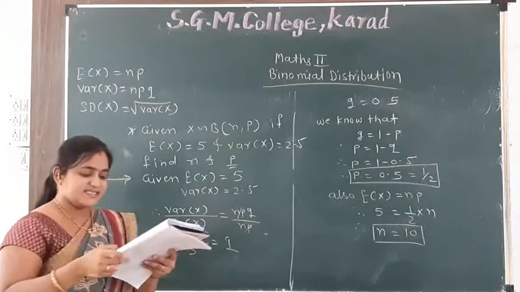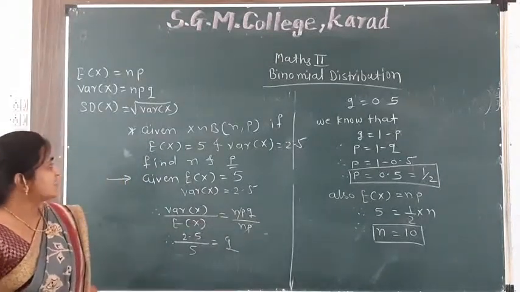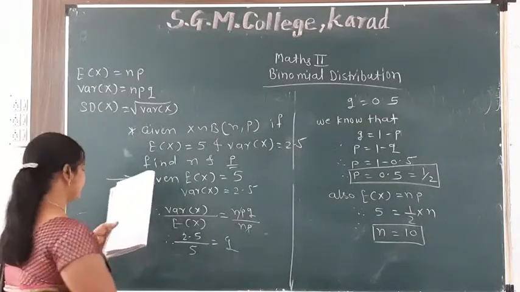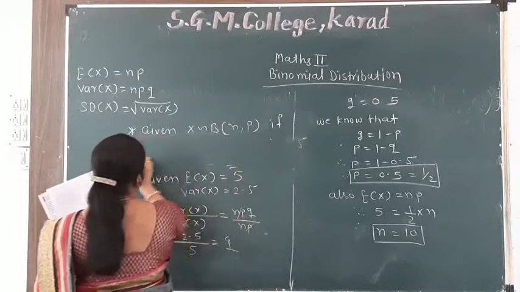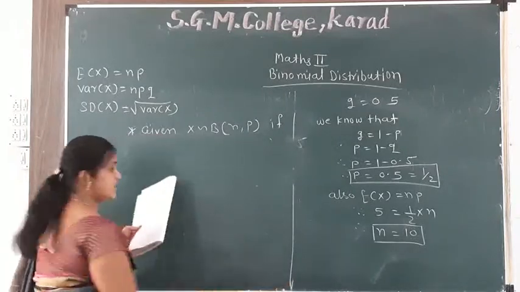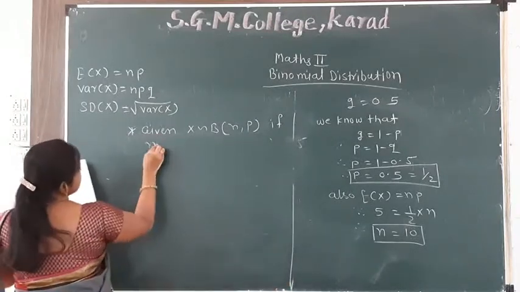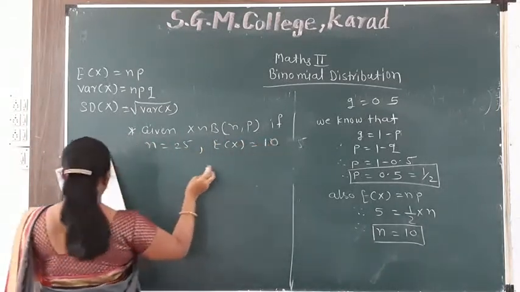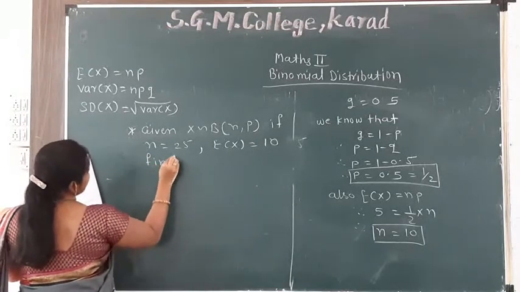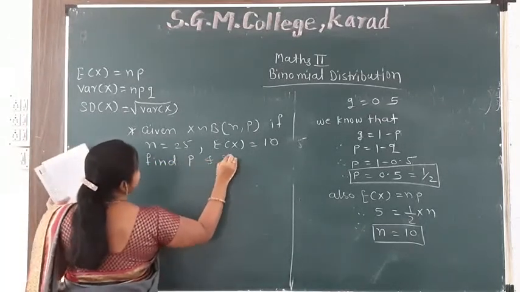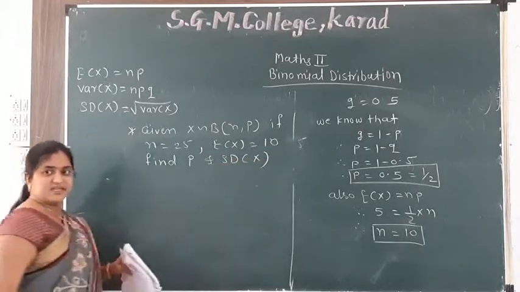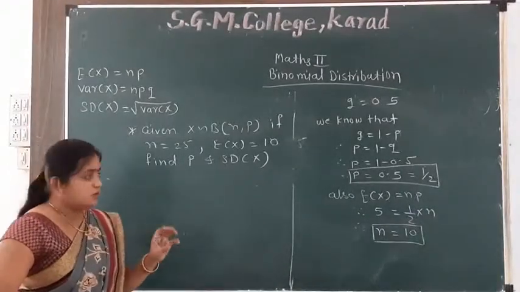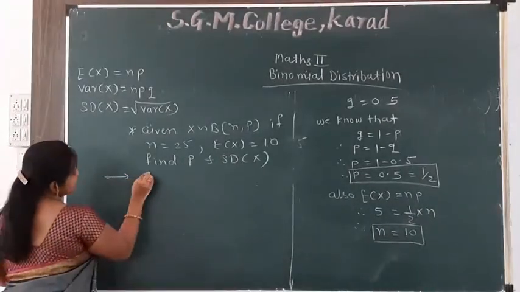Again, we solve another example. Given x is a binomial distribution with parameter p, if n is equal to 25, E of x is equal to 10. Find p and standard deviation of x. Whenever we find the standard deviation, we want the variance of x. For variance of x, we need the q value. So, now check here. What is given?